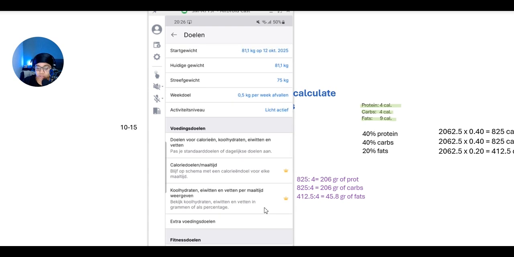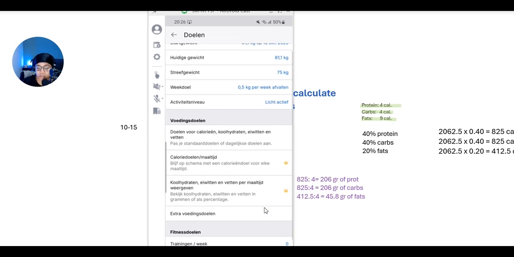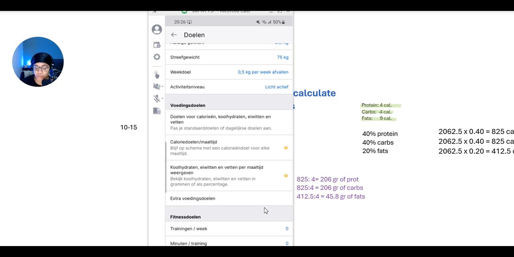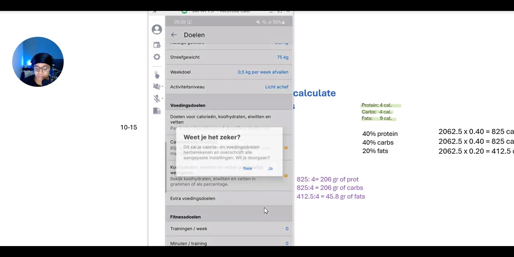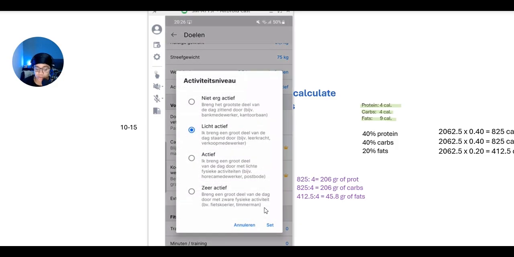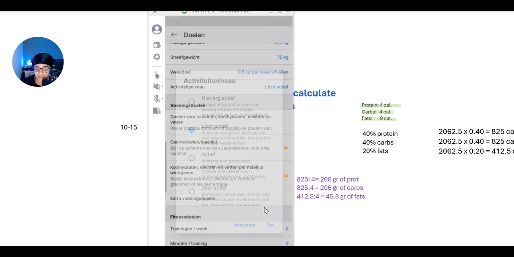All right. So what I want to do, I'm going to go here. My goal is to lose about 0.5 kgs a week. Anything faster is considered crash diet, so I don't want to do that. All right. So now what we're going to do, activity level, I'm going to adjust. You can choose not very active, lightly active, active, or very active. If I'm honest with myself, the majority of the time I'm sitting in the office, but I do work out, so I'm gonna put it lightly active. All right. So that's already set properly.